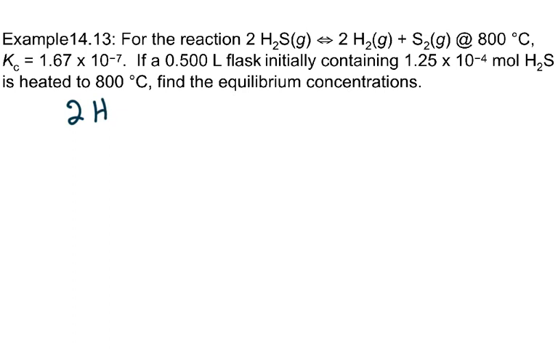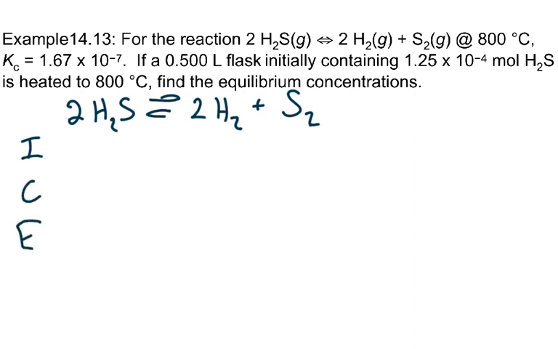So 2 H2S is in equilibrium with 2 H2 plus S2. We have initial, our change, and our equilibrium. So our initial, we have a half-liter flask, 1.25 times 10 to the minus 4th moles, which means my molarity is 1.25 times 10 to the minus 4th divided by 0.5, which is 2.5 times 10 to the minus 4th, and we don't have any product to start with.